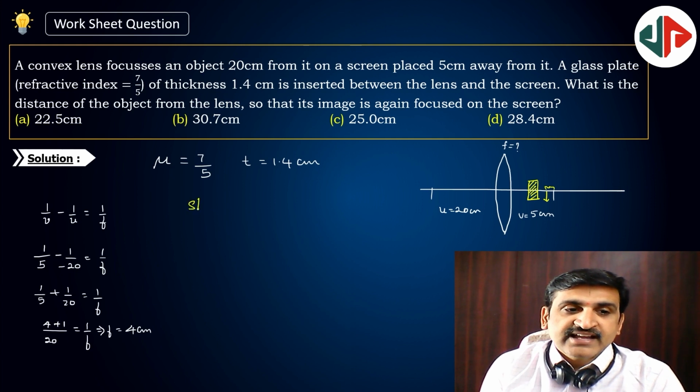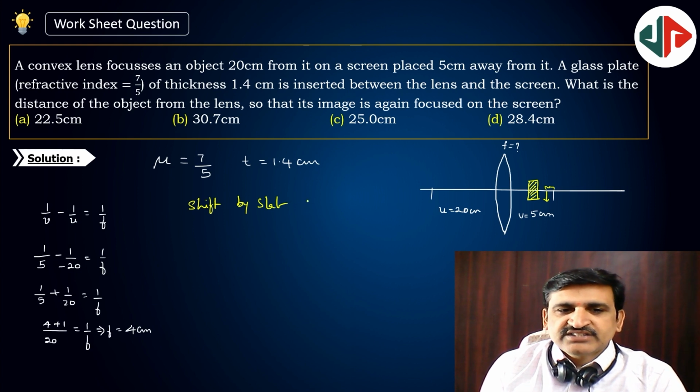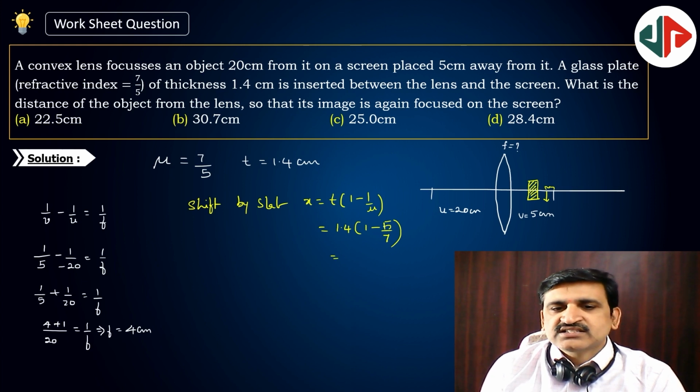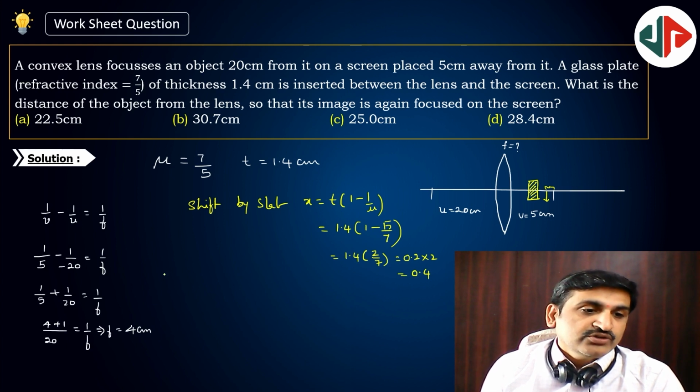The shift by the slab, that shift x is equal to t into 1 minus 1 by mu. So that is thickness 1.4 into 1 minus 1 by 7 by 5, that is 1 minus 5 by 7, so it is 2 by 7. 1.4 into 2 by 7 is equal to 0.2 into 2, that is 0.4. So 0.4 is the shift.